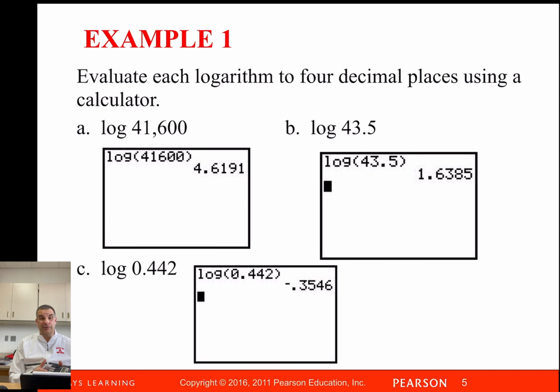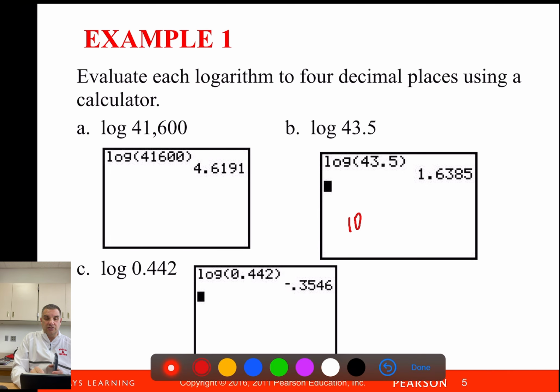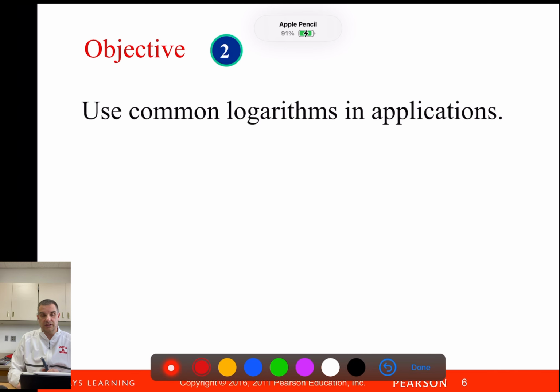It creates a ratio for you. Essentially for log 43.5, what this really says is that 10 to the 1.6385 is equal to 43.5. That's what that says. Okay? And that's what logarithms do. They're kind of that inverse of exponential form. They allow us to find that exponent when things appear to be more difficult than they actually are.